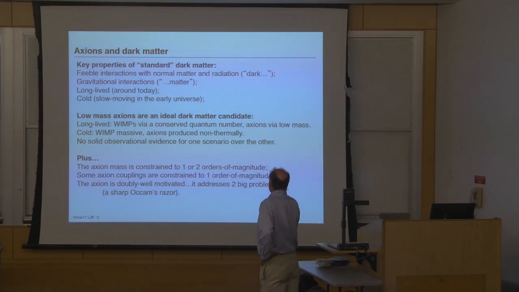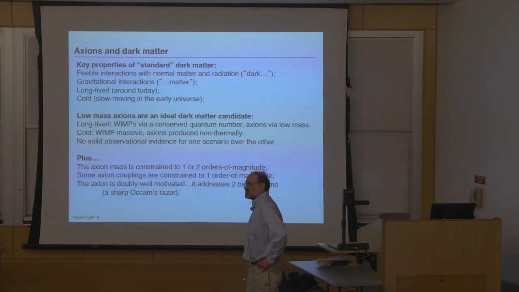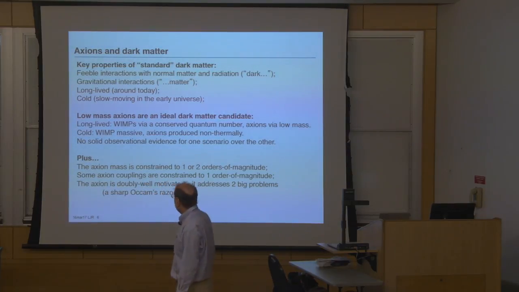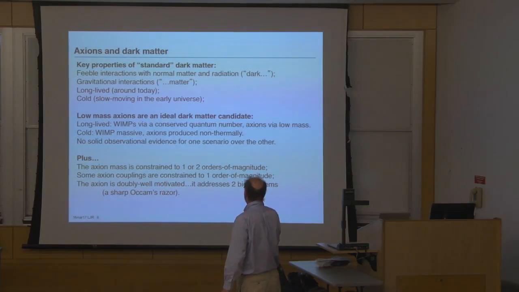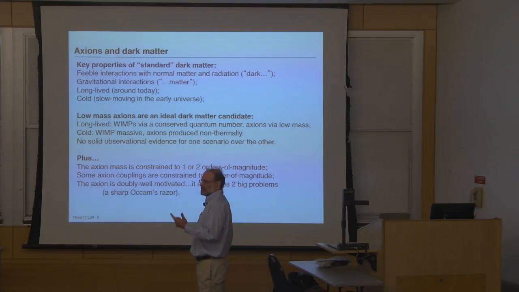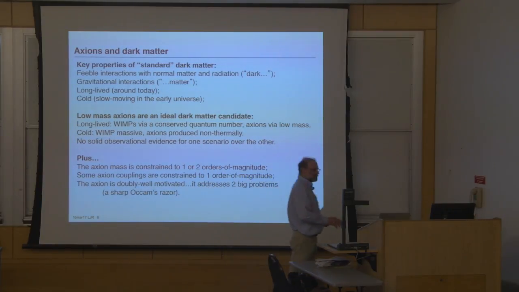Plus, the axion mass is constrained to one or two orders of magnitude. That's a good thing if you're an experimenter. And the axion couplings are constrained to about an order of magnitude. This is very different from the WIMP, where the couplings have been all over the place and going down if they're viable. Here, they can't go infinitely far down. And if you're a believer in Occam's razor, having two highly motivated problems it addresses, the dark matter problem and this so-called strong CP problem I didn't talk about, makes it very attractive. I didn't talk about where axions came from.